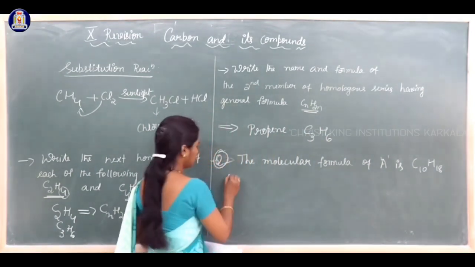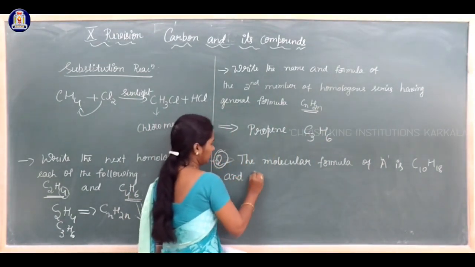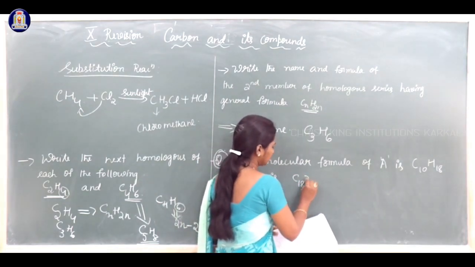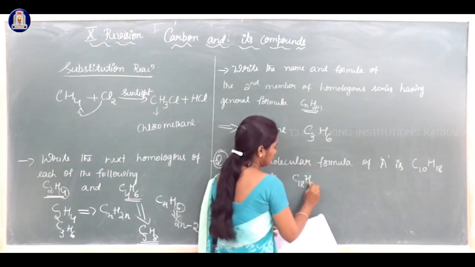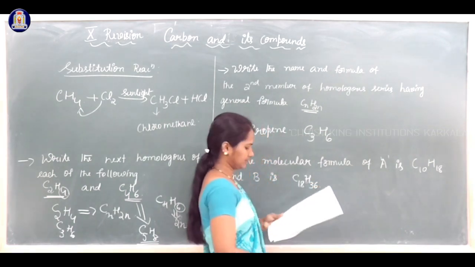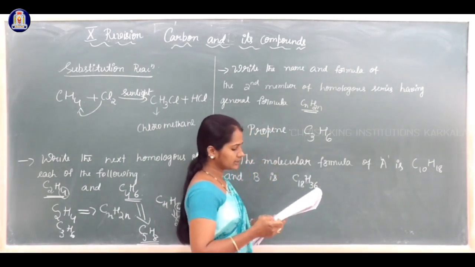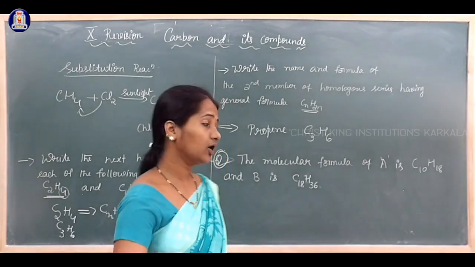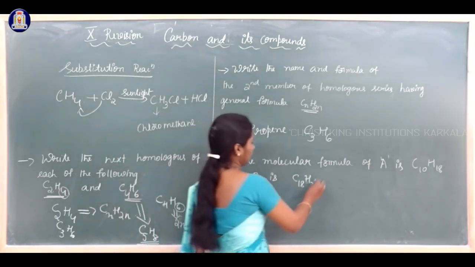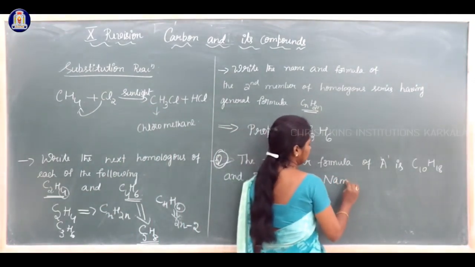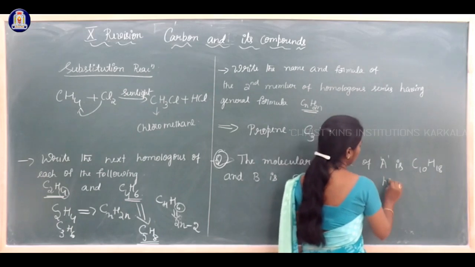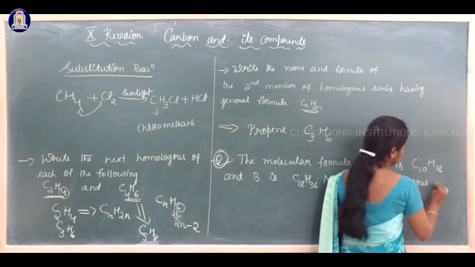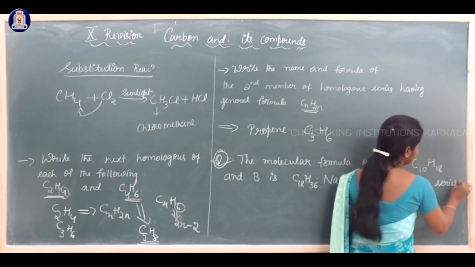C10H18 and B is C18H36. Name the homologous series to which they belong.